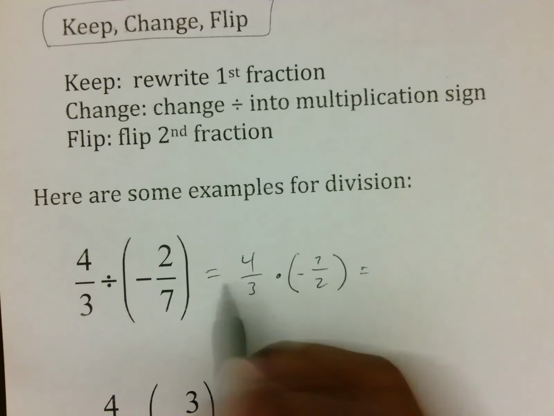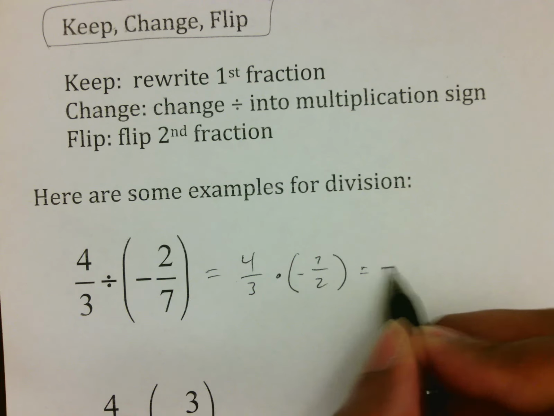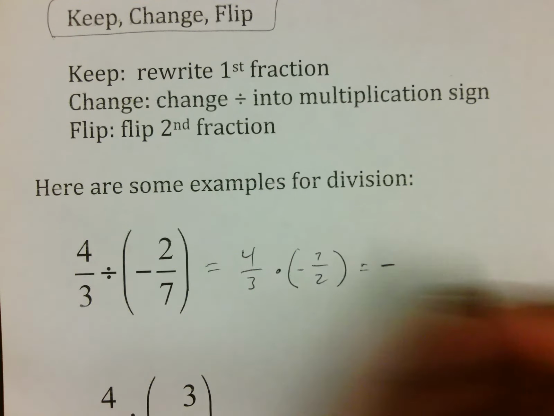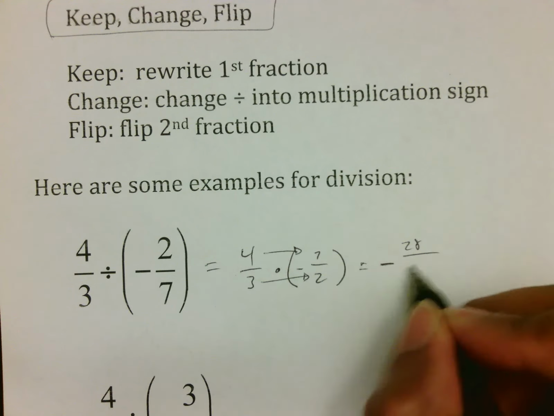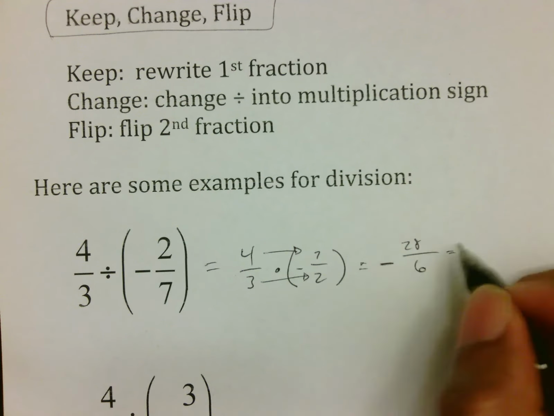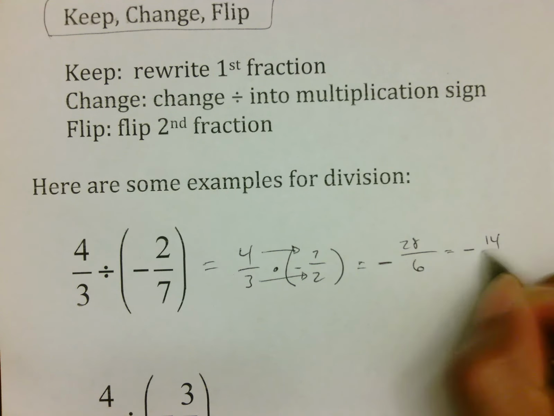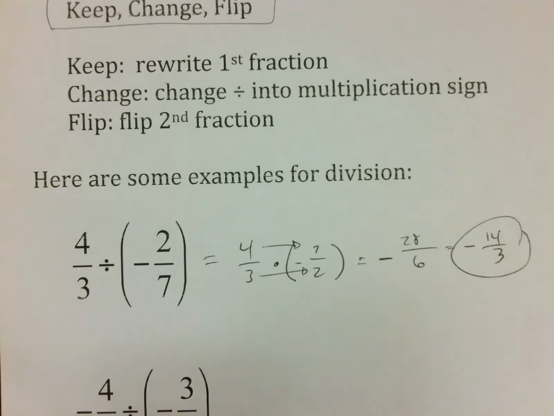Well, looking at this, there's 1 negative, which again, it's odd. That means that's going to be negative. 4 times 7 is 28. 3 times 2 is 6. Both of these are divisible by 2, so it's negative 14 over 3 as our final answer there.